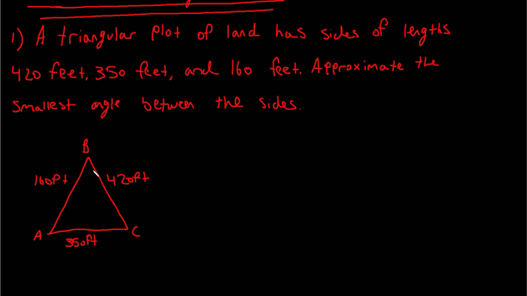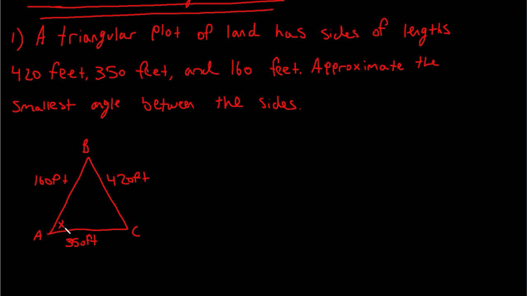And we are asked to approximate the smallest angle between the sides. In order to do that, we have to find the measurements of two angles, and with that we can find the third one, and we can look at which out of those three angles is the smallest. So our first step, we're going to try to find the measure of angle A.